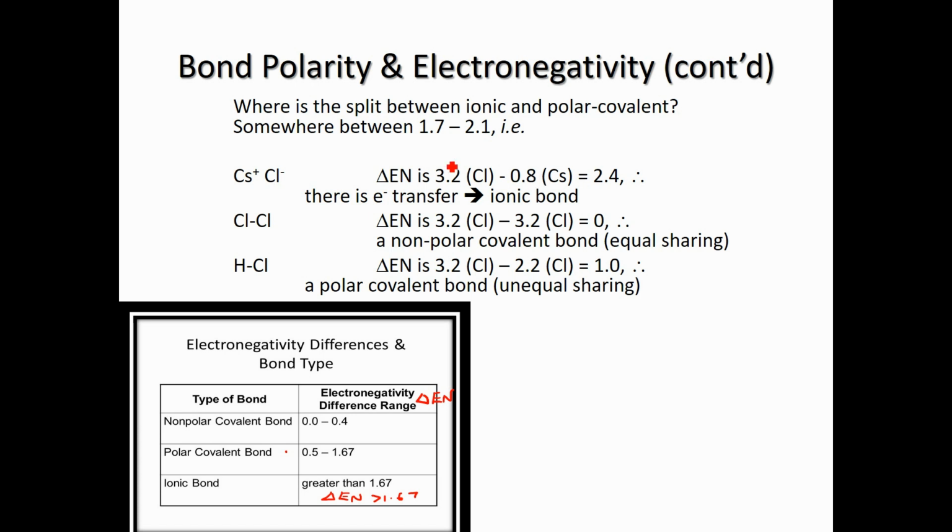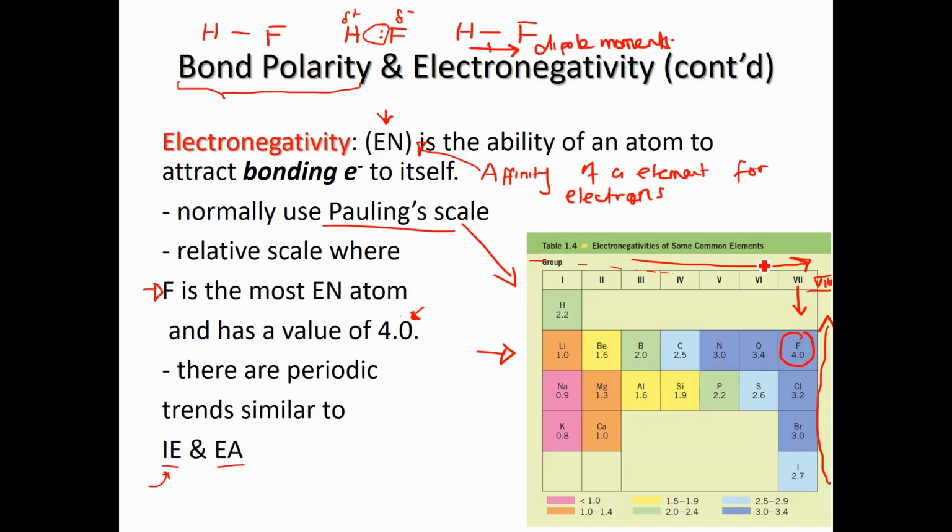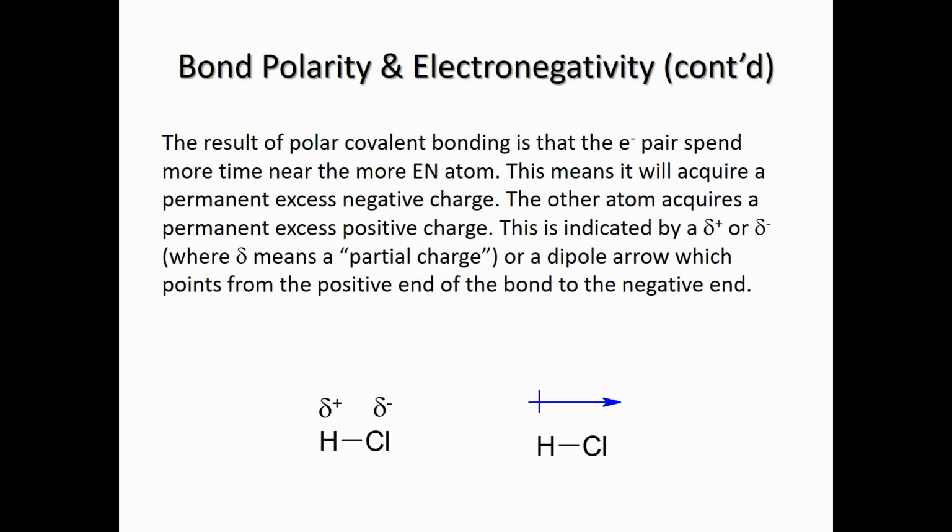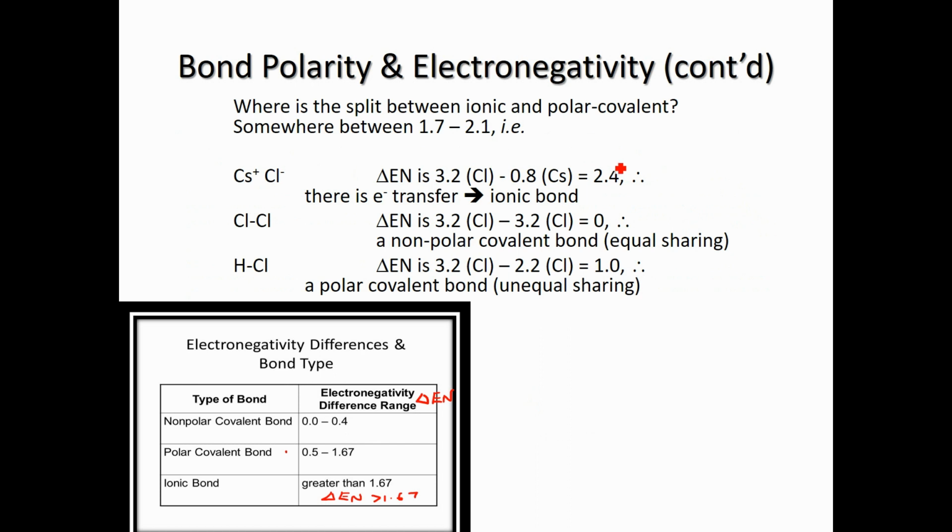So we would assume cesium has a Pauling scale value of 0.8. Then chlorine, based on your table, has a Pauling scale value of 3.2. Do the difference between those two, you'll get 2.4. Now, the change in EN, electronegativity, is 2.4. Then that means that this bond falls under this range, greater than 1.67. So it has to be an ionic bond between the cesium and the chlorine.